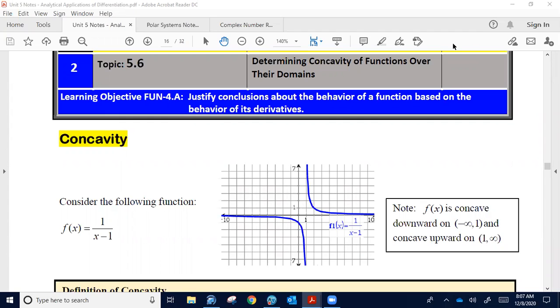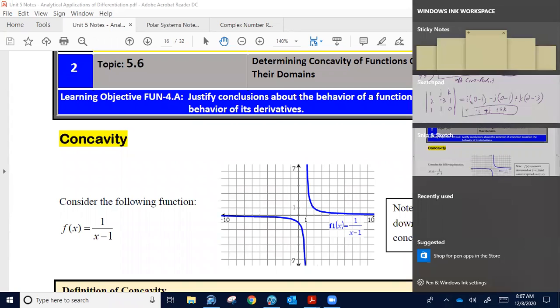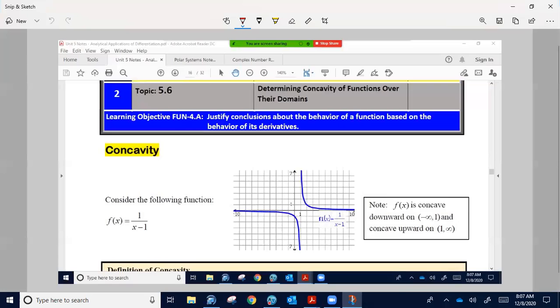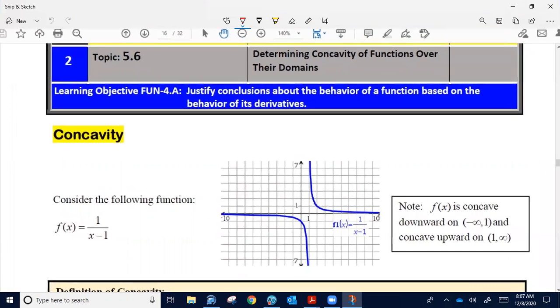Now, concavity is kind of the shape of a curve. It's kind of like a bowl shape to a curve. So for instance, this piece in the bottom left of our function 1 over x minus 1, this would be a concave down shape. While the upper right side of this function is a concave up shape. Concave down and then a concave up.